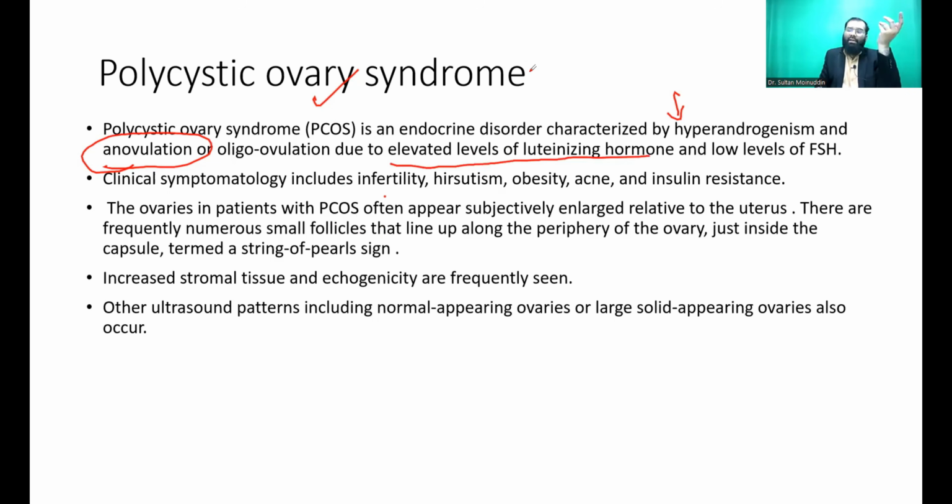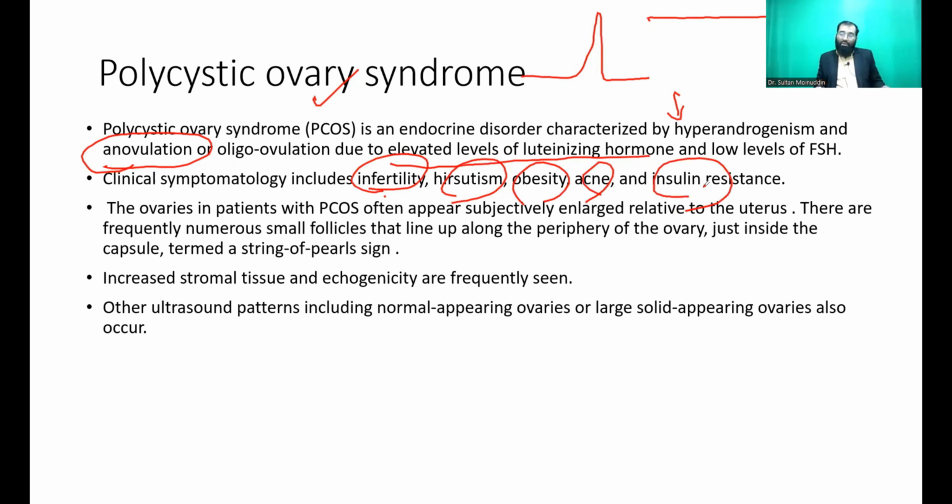Normally you should have LH low, then an LH surge, and then it decreases. But in PCOS, you have a constantly high level of LH. Other features seen in PCOS are infertility, hirsutism, obesity, acne, and insulin resistance. But why is PCOS very important?